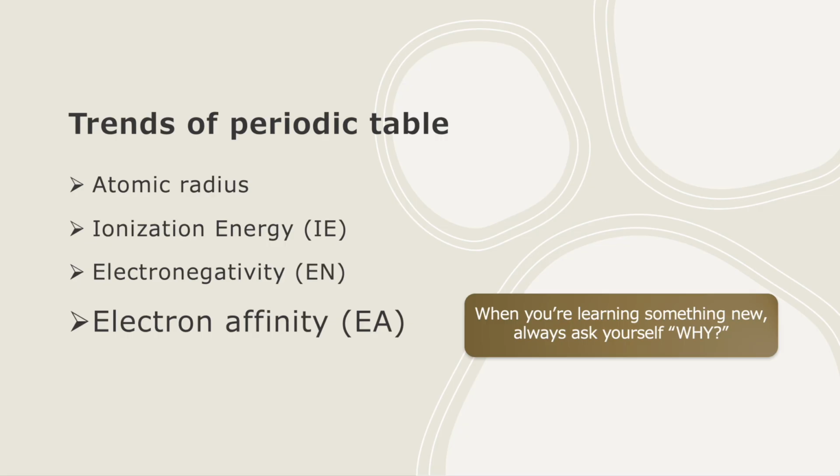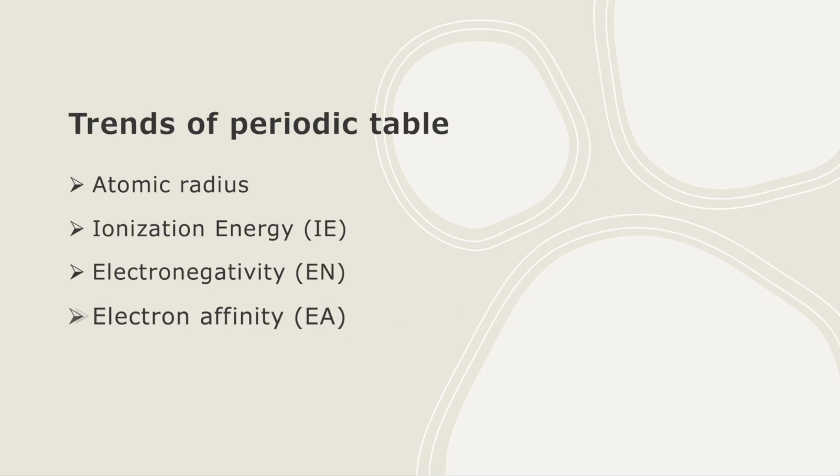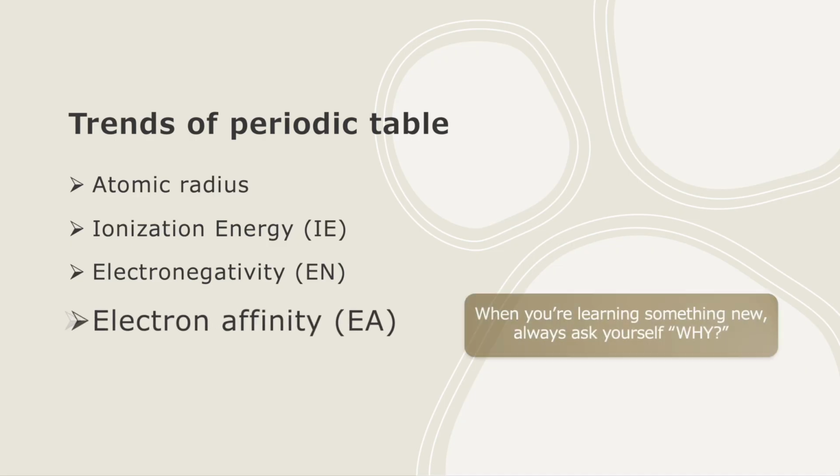So, why is that? As you move across a period, atoms have more protons, which increases their nuclear charge and thus their ability to attract and hold electrons. The atomic radius decreases, so the added electron is more easily pulled towards the nucleus, releasing more energy.